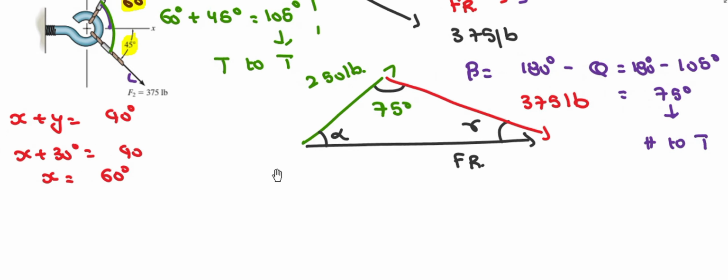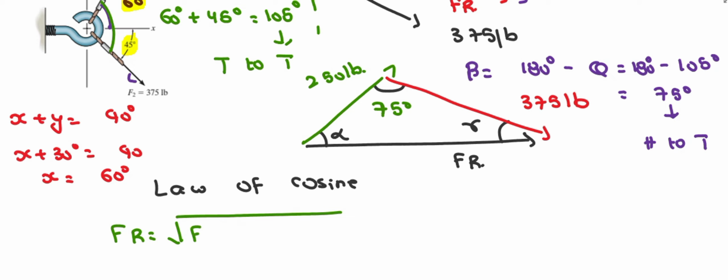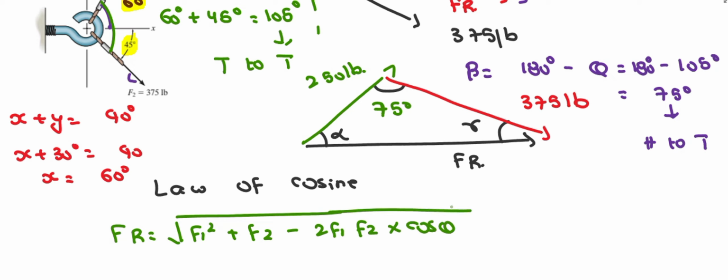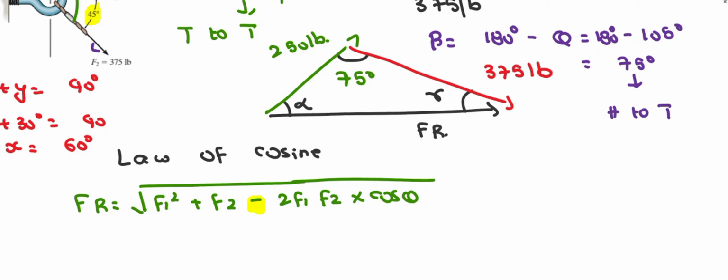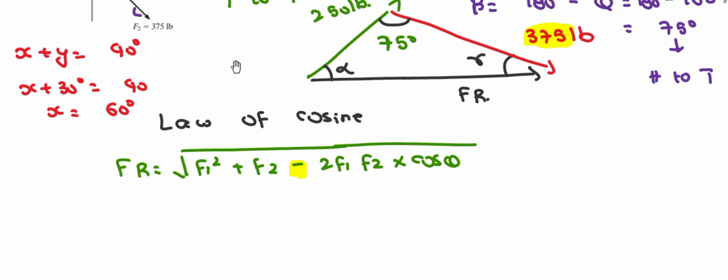Our question says to find the resultant vector, so apply the law of cosines here. This is our second step. The law of cosines says that Fr equals the square root of F1 squared plus F2 squared minus 2 F1 F2 cos theta. Why am I putting the minus sign here? Because the 375 pounds is acting towards the negative direction. That's why I am putting the negative sign here.